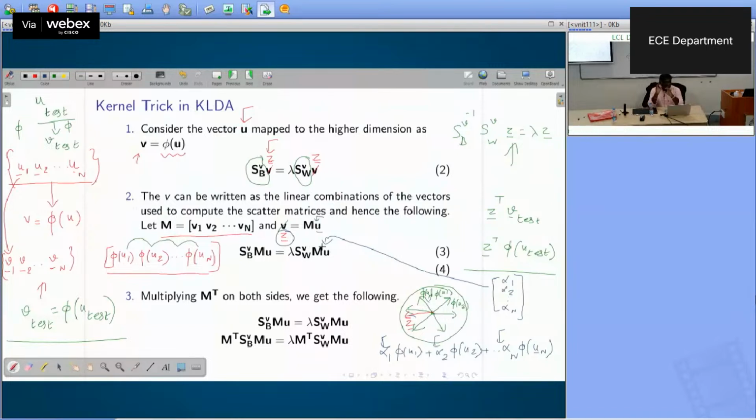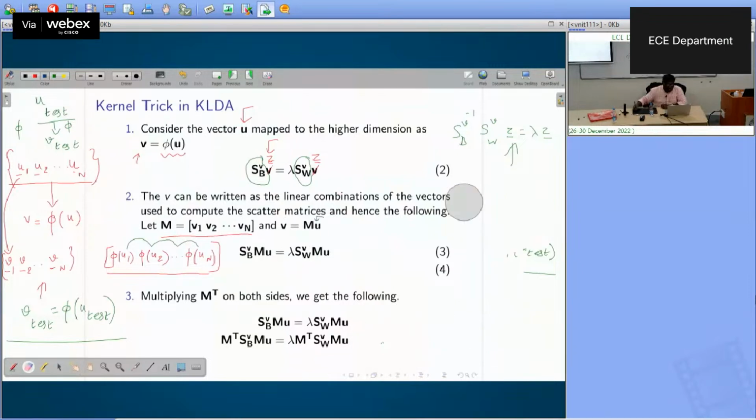So the vector Z can be represented as a linear combination of the vectors in the higher dimensional space, that is phi of u1, phi of u2, and so on up to phi of un, with coefficients alpha 1, alpha 2, and so on. So this is the starting point for the kernel trick. You can see that this is z, and z is mu.